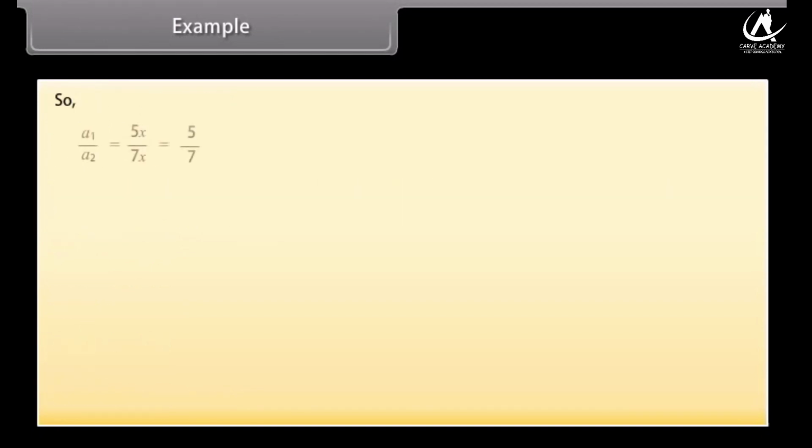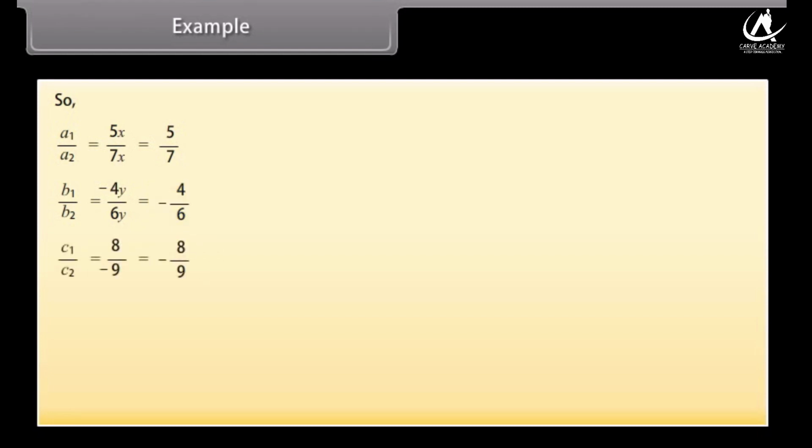So, a1 upon a2 is equal to 5x upon 7x, which equals 5 upon 7. b1 upon b2 is equal to minus 4y upon 6y, which equals minus 4 upon 6. c1 upon c2 is equal to 8 upon minus 9, which equals minus 8 upon 9. As we can see that a1 upon a2 is not equal to b1 upon b2, so the lines will be intersecting.